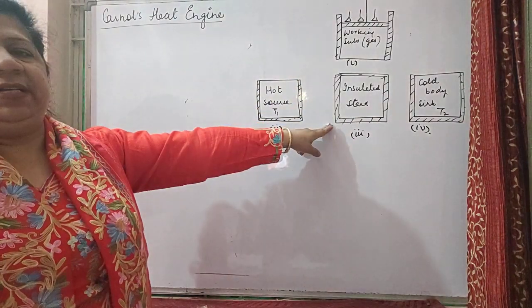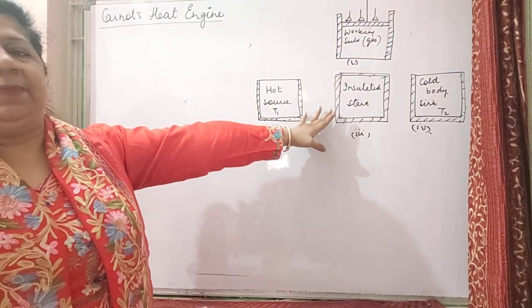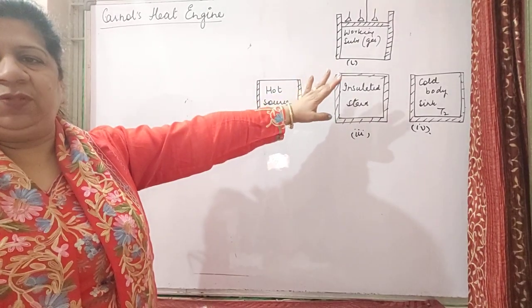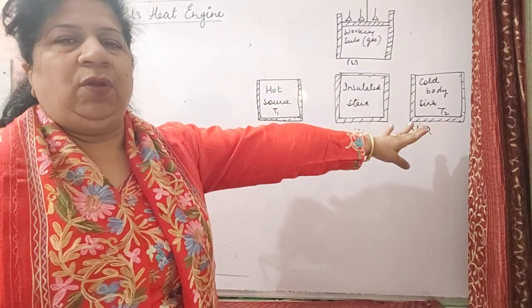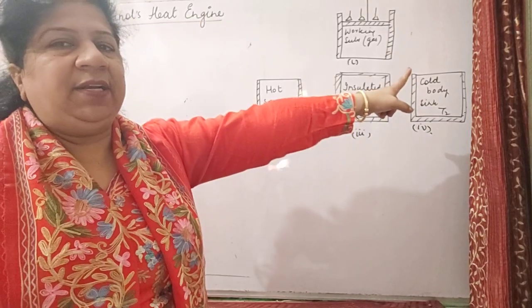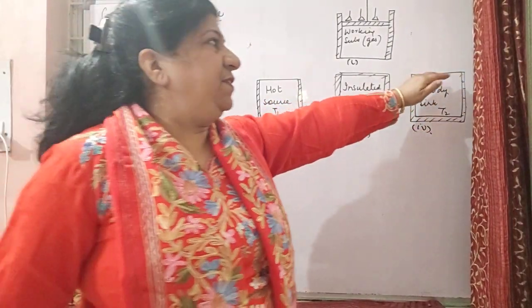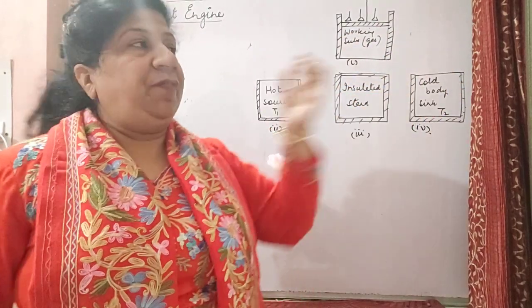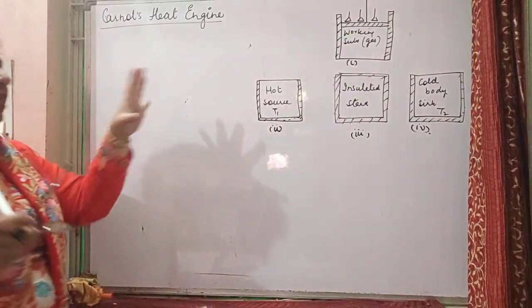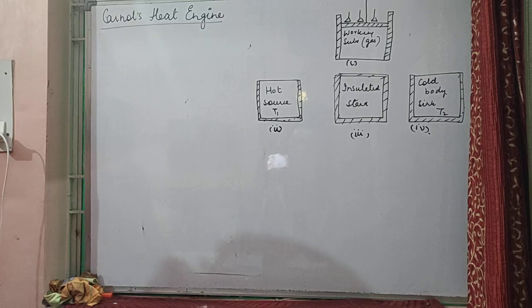Here there's an insulated stand to just rest the working substance over there. No exchange of heat is going to take place. And then we are having a cold body, again the insulated sides and a conducting base, okay, or the conducting surface here. So when you keep it, exchange of heat can take place here. So these are the 4 basic components of the Carnot engine.